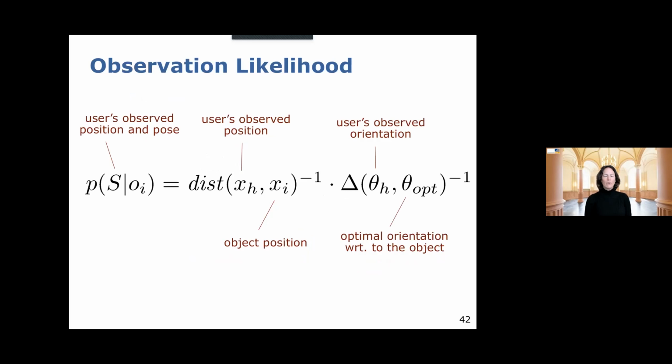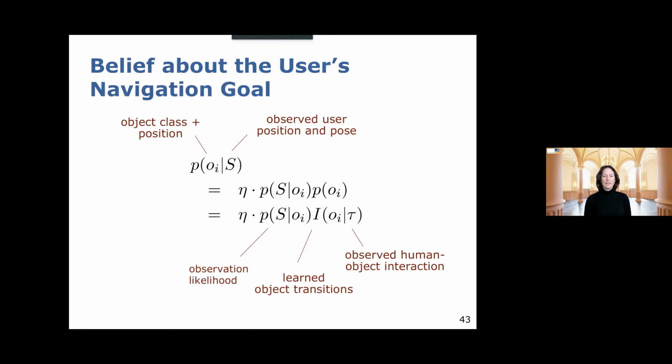So now we have all terms to calculate the belief about the next navigation goal of the user. We have here the interaction model to get the distribution about the next object the user will interact with, given the currently observed object interaction. And we have here the observation model to evaluate the current observation of the user, taking into account the object positions. And in this way, we get a probability distribution about the next navigation goal of the user. So all this was just to illustrate how we can calculate the next navigation goal of the user.